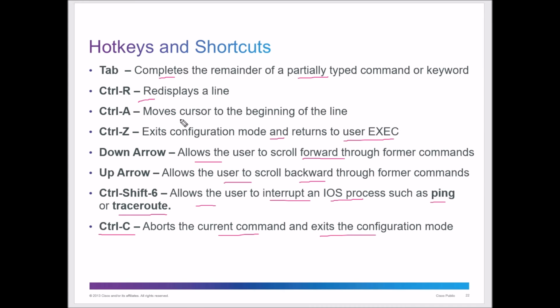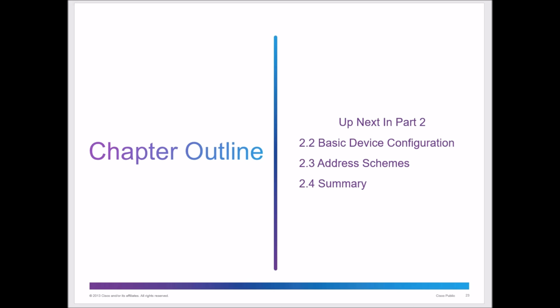So those are some shortcuts, and you probably want to start to memorize those. These are some that you'll just use on a daily basis with the Cisco, so you probably want to get familiar enough with these that you memorize them and what they do. Okay, so that was the end of Chapter 2, Part 1. Coming up in Part 2, we'll look at the basic device configuration and address schemes.